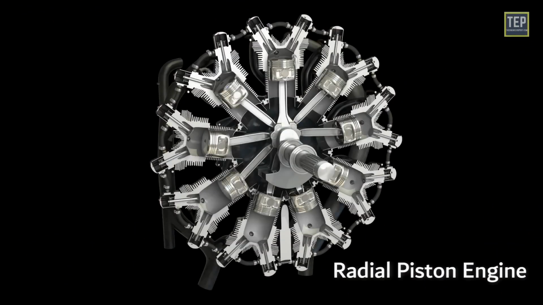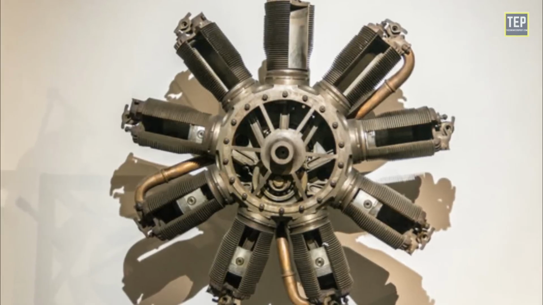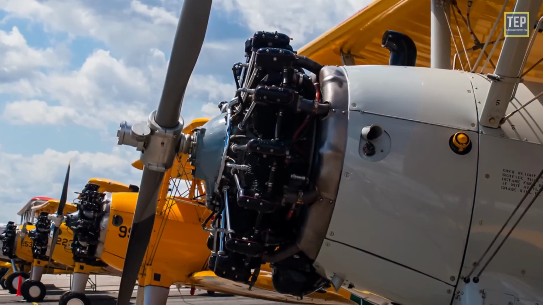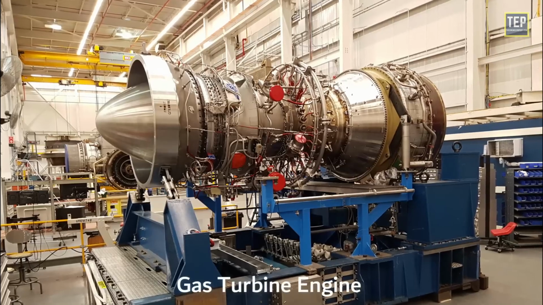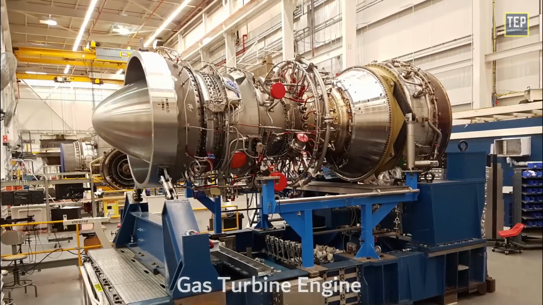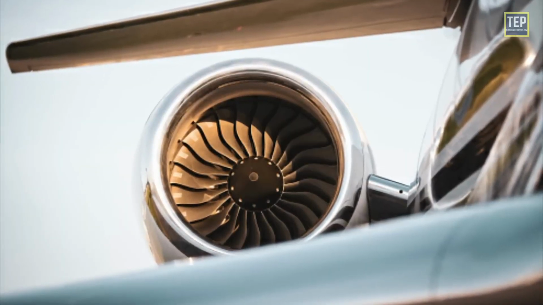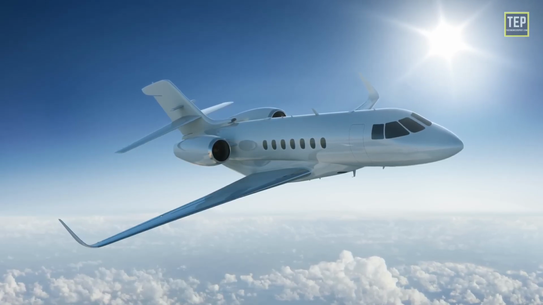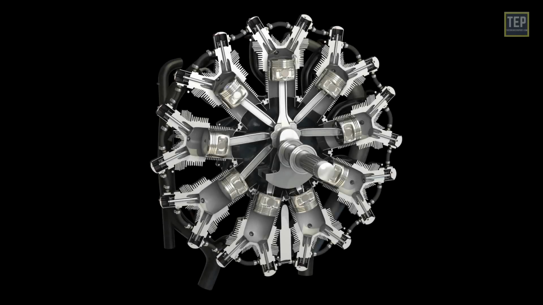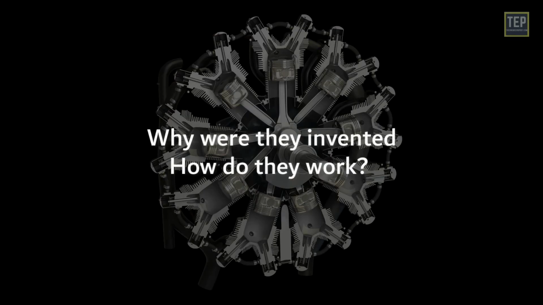Radial piston engine. The radial configuration was commonly used for aircraft engines before gas turbine engines became predominant. They were the powerhouses of early aviation up through the beginning of the jet age. These engines are amazing. But why were they invented and how do they work? Let's find out.